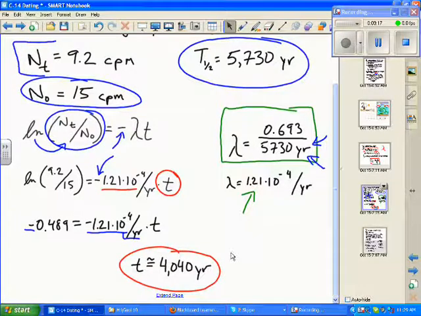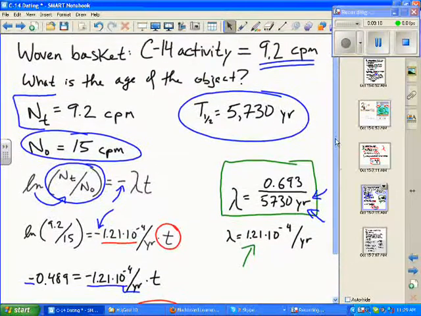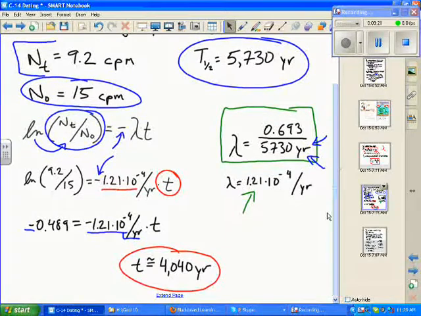And so this wicker basket or woven basket sample probably represents something from the Anasazi Indians, which were the very famous cliff-dwelling community 2,000 years before Christ, and it was quite a thriving culture. Let me do one more example for you.